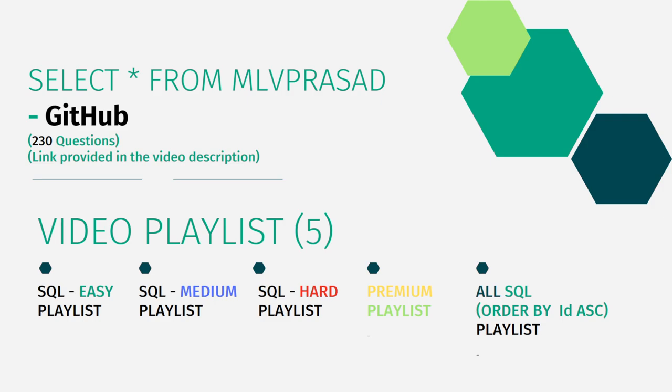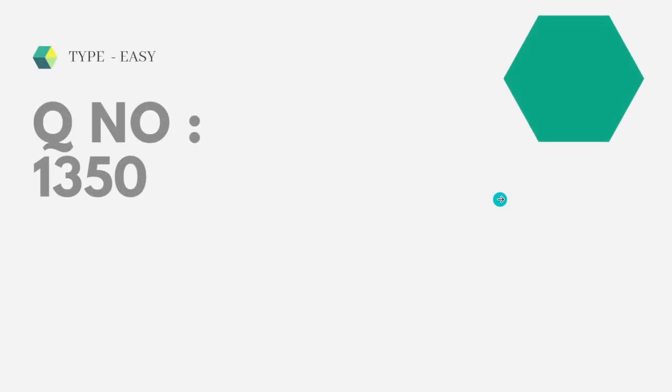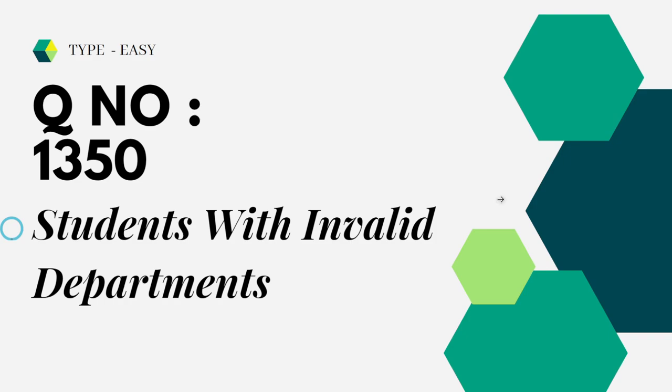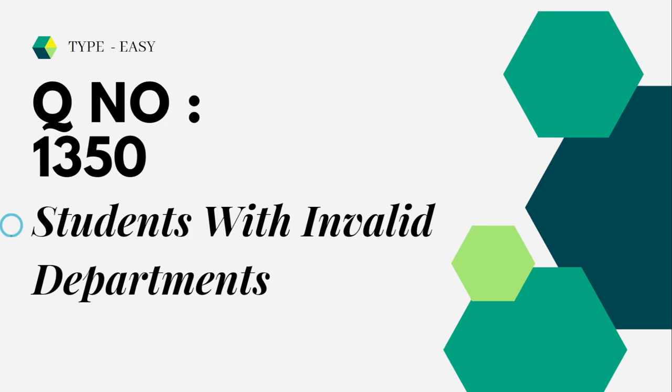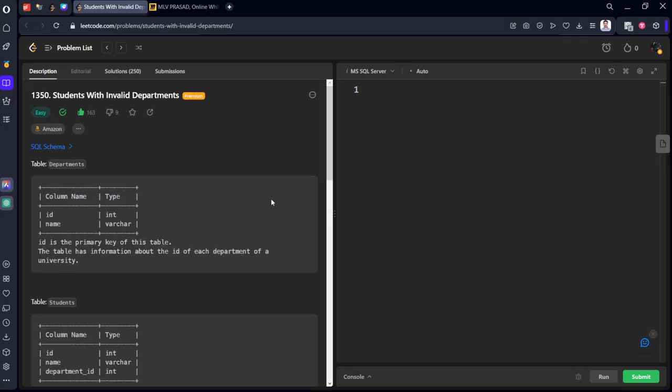Okay, let's dive into our question today. The question which we are going to solve is Students with Invalid Departments, question number 1350, type easy. Let's see the question. It is also asked in Amazon.